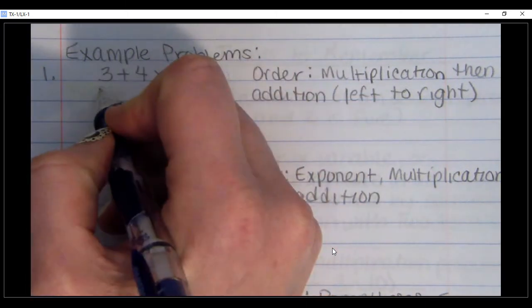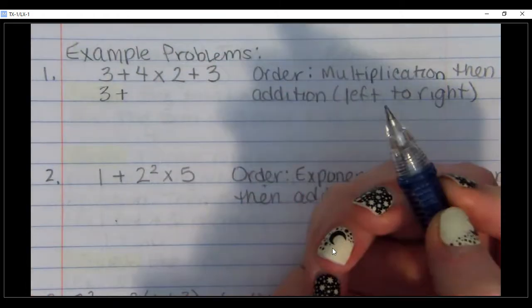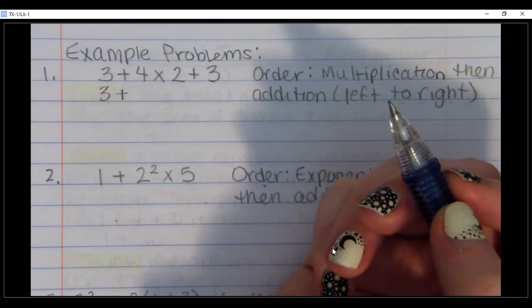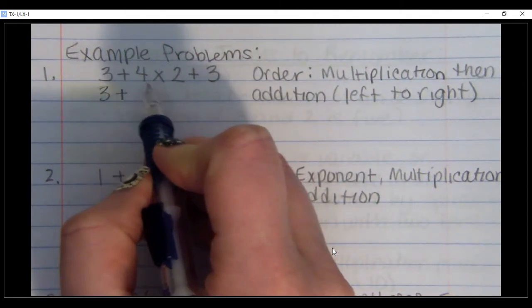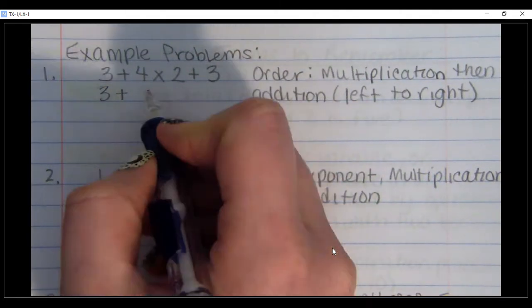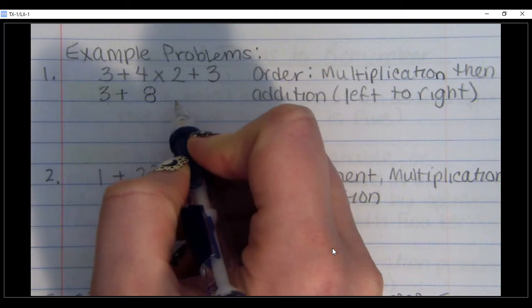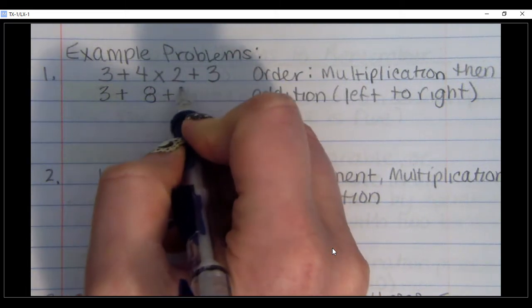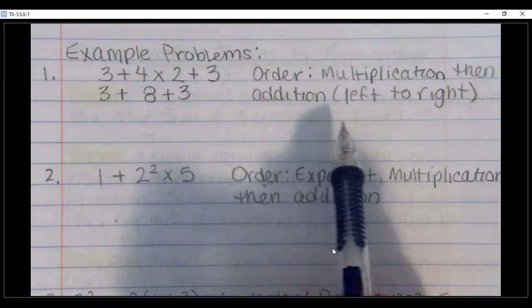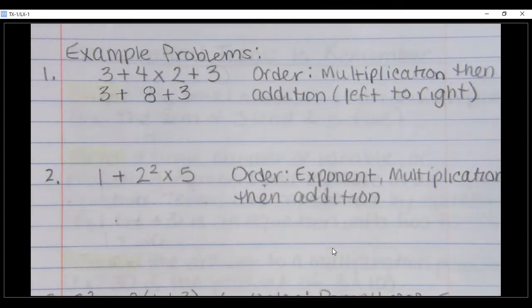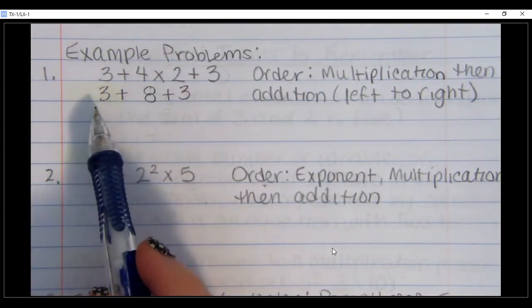I'm just going to bring that 3 and that plus down because I have not used that yet. But I can do the multiplication problem that's in the middle here, which is 4 times 2, and 4 times 2 is equal to 8. Then we have that plus 3 at the end. Again, we have not used that yet. Then I'm going to do my addition problem, again going from left to right. So again, starting from the start.